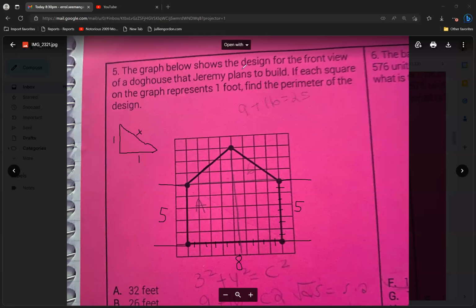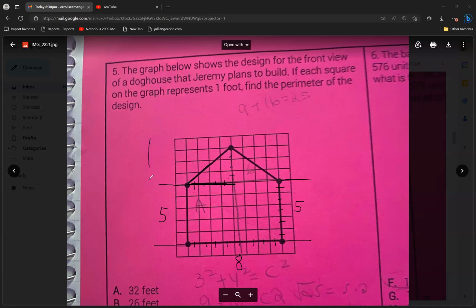No, let's do the whole thing in one shot. Let's do the whole thing in one shot. So let's do it like this. What's this distance right here? 4. 1, 2, 3, 4. Good. What's this distance? 1, 2, 3.